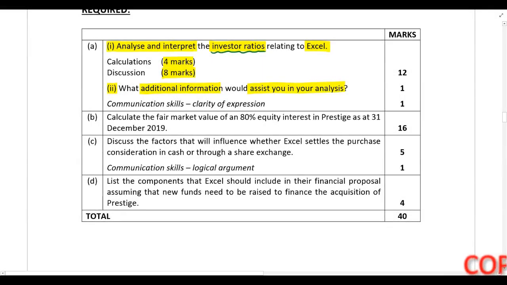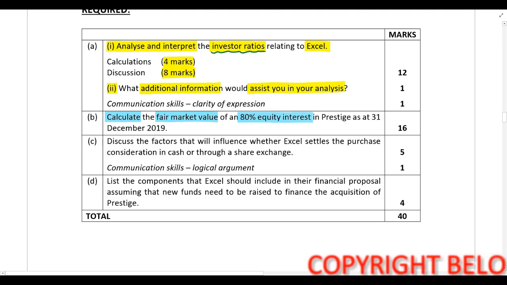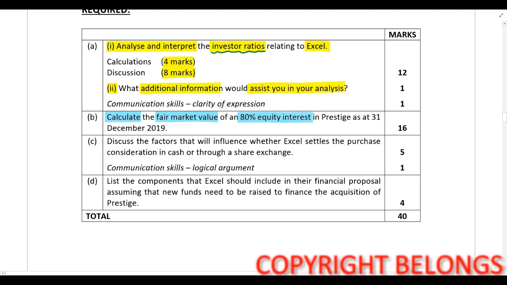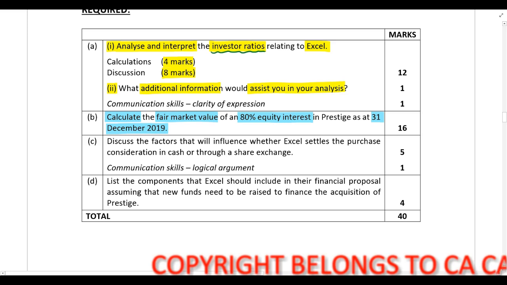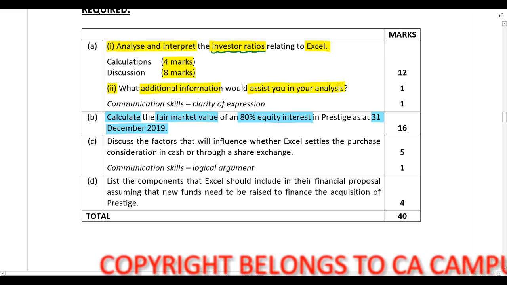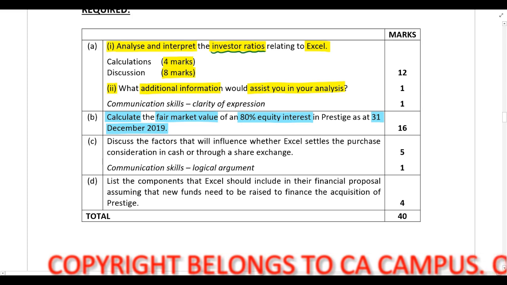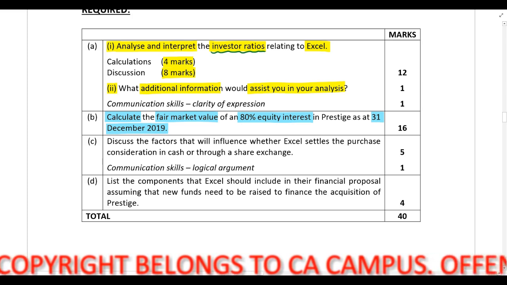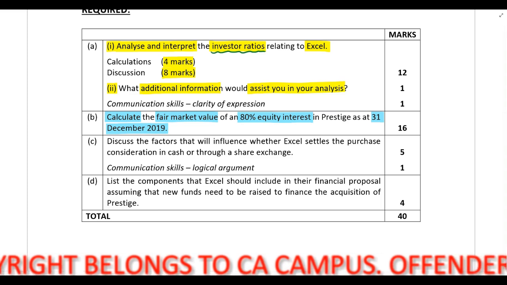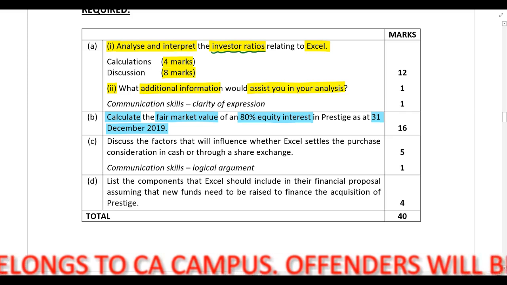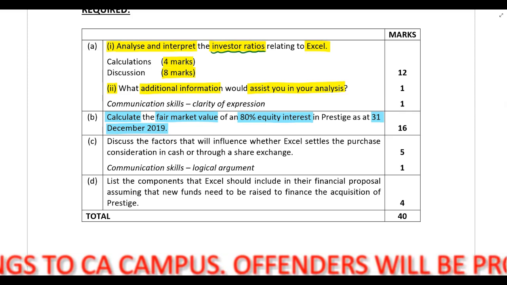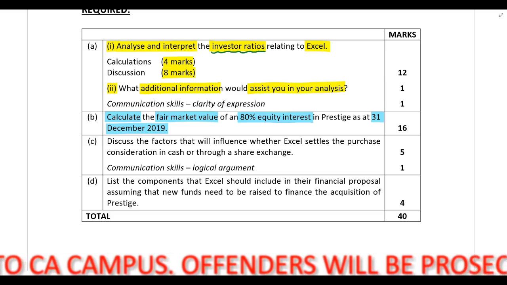Then in part B, calculate the fair market value of an 80% equity interest in Prestige as at 31 December 2019. All right, so we need to value an 80% equity interest in Prestige, and you're not told what valuation method to use. So remember, you need to use the information provided in the scenario as a guide. Based on the information provided, you should be able to determine what valuation method to use.